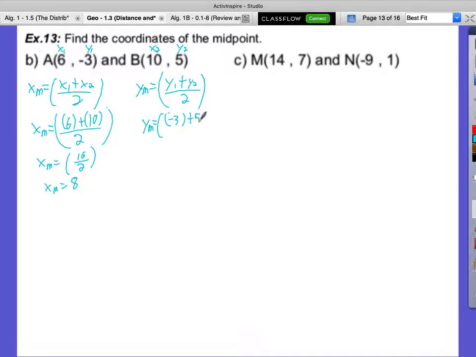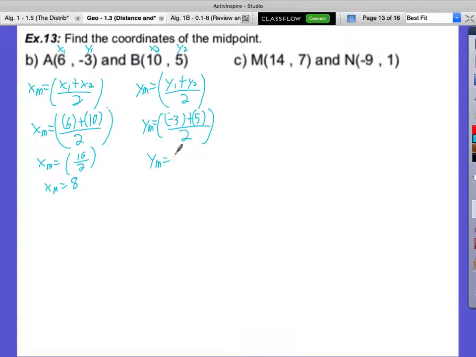-3 plus 5, and that's over 2, by the way. Whenever we're adding numbers with different signs, this one's negative, this one's positive, we turn it into subtraction. What's 5 minus 3? 2. Which number is bigger, the 5 or the 3? The 5, so it stays positive like the 5 is.